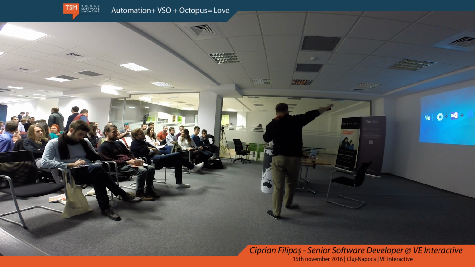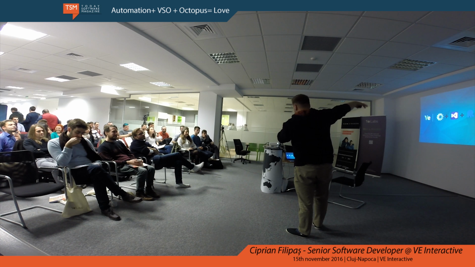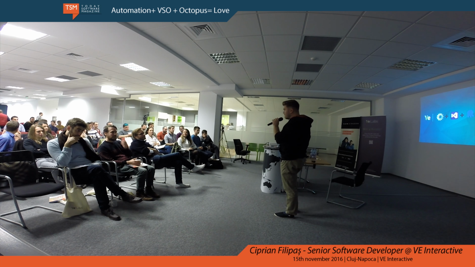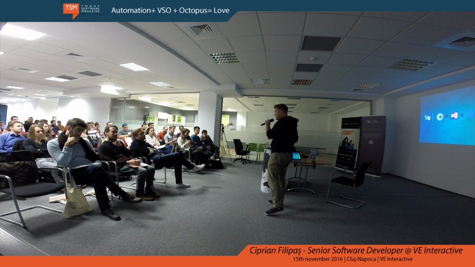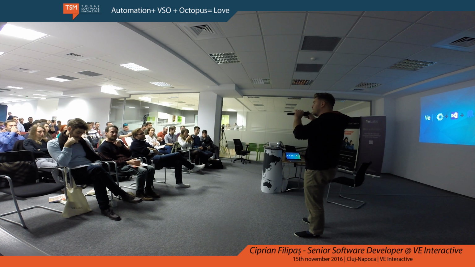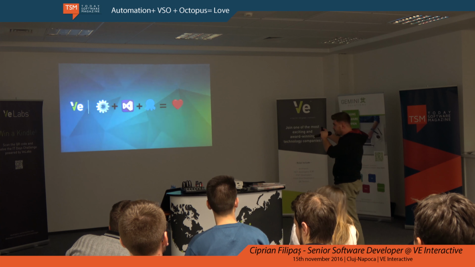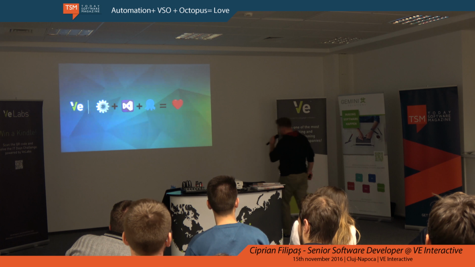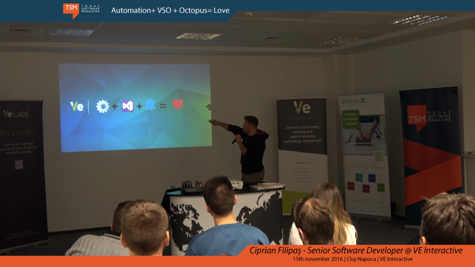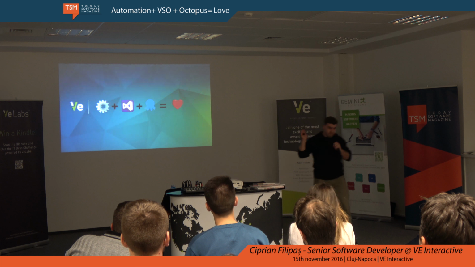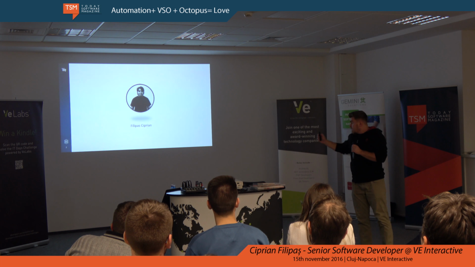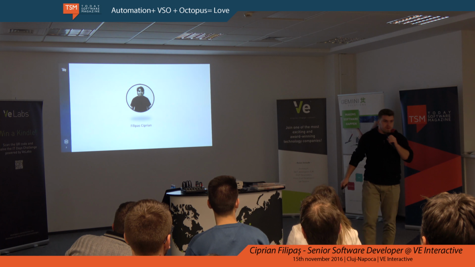Well, basically, you just had a bit of a snapshot, right? Disclaimer, I will refer to Visual Studio Team Services as Visual Studio Online because Microsoft is having this identity crisis right now, so they don't know if they're Visual Studio Online or Visual Studio Team Services, so they're switching names. What I'm trying to say here is that automation plus Visual Studio Team Services plus Octopus equals love, right? This is the theme of the presentation and the article. I'm Filipaș, I'm a technical lead in Interactive, and this is related to continuous delivery and continuous deployment.